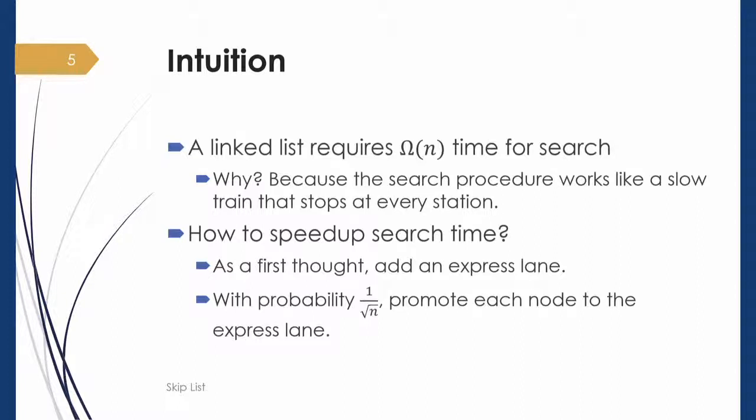Now, a natural question is, how do you speed up the search time in a linked list? Well, going with the analogy of trains, we can try to add an express lane or express track, if you will. Not all the stations are in this express lane. So, pick each station along the way with a probability of 1 over square root of n, and promote that station to also be a station in the express lane, otherwise not.